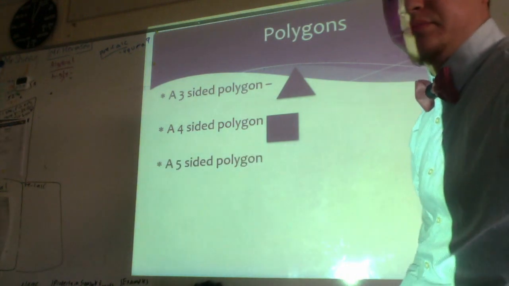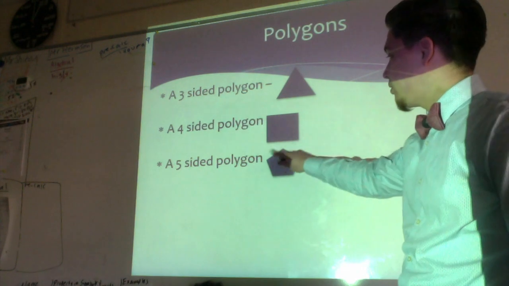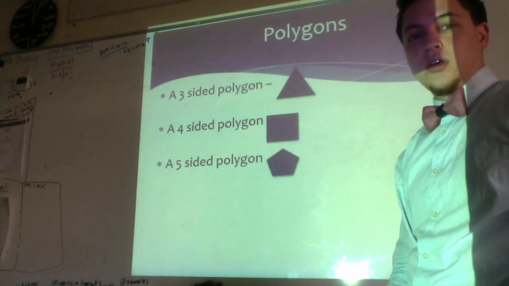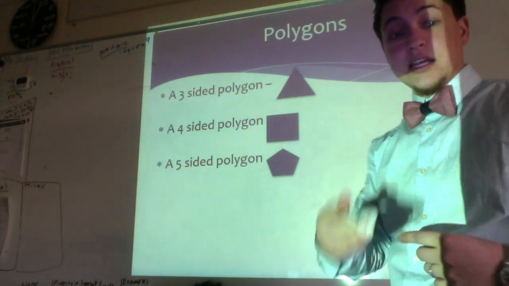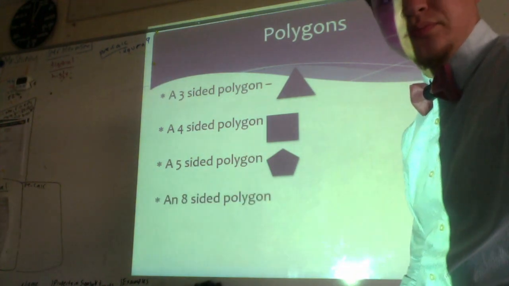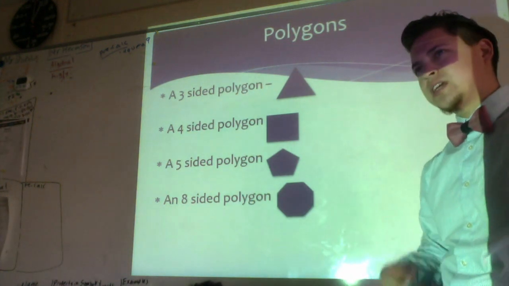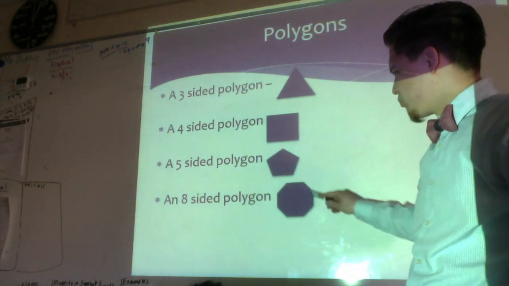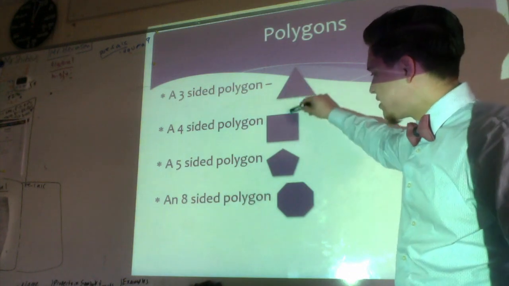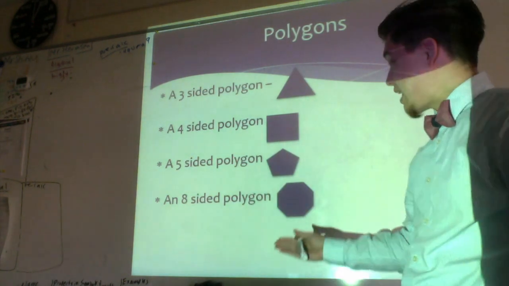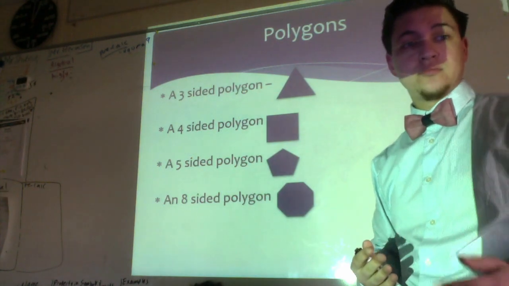Five-sided polygon. And there, pentagon. Think about what the shape is getting closer and closer to. And then an eight-sided polygon, like a stop sign, right? Eight-sided polygon. Look at the transition to the more the sides are, what is happening to the shape.